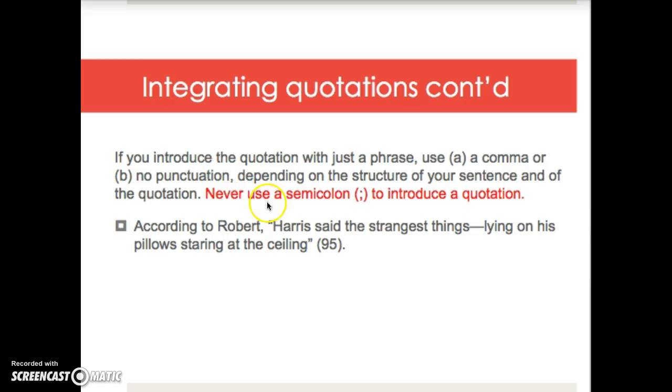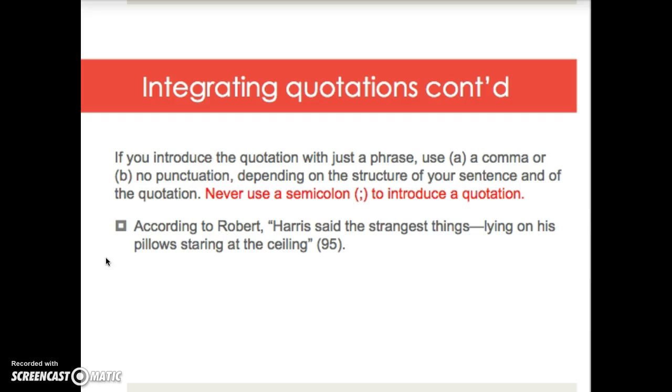The rule here is never to use a semicolon to introduce a quotation. So colon is all right, semicolon is not the right piece of punctuation. A semicolon will connect 2 complete sentences. That's when you would use a semicolon. A colon is used to connect 1 complete sentence to 1 dependent clause or fragment, an incomplete sentence.